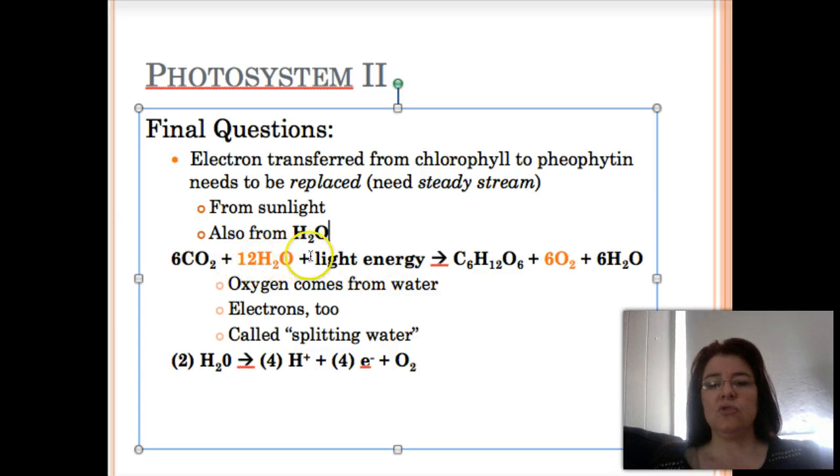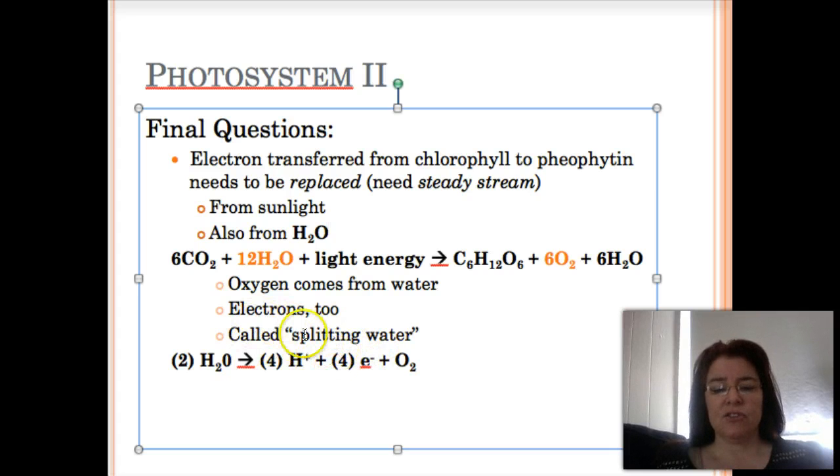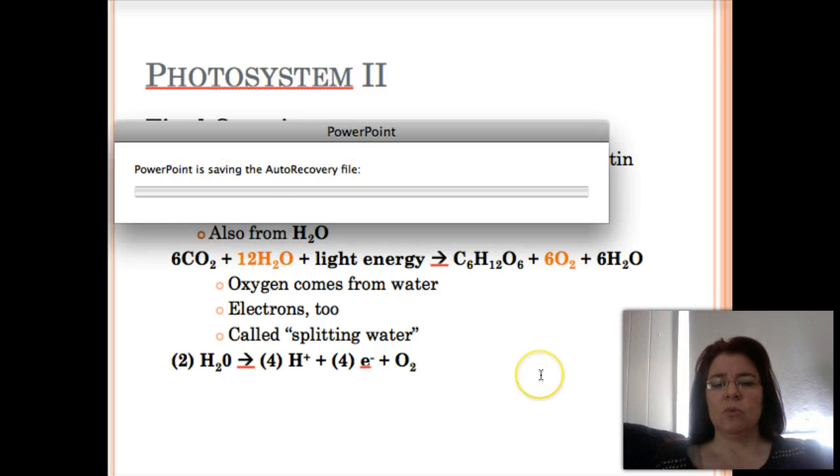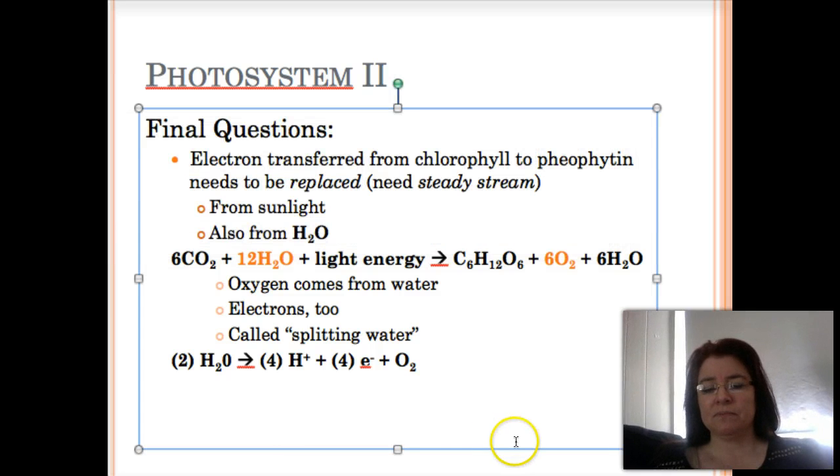This is an unusual way to make oxygen. This is what we refer to as the splitting of water. So water is taken apart to produce oxygen plus electrons plus hydrogen ions. Remember, when we looked at the mitochondria and cellular respiration, we saw something similar going on, but it was really in the reverse.